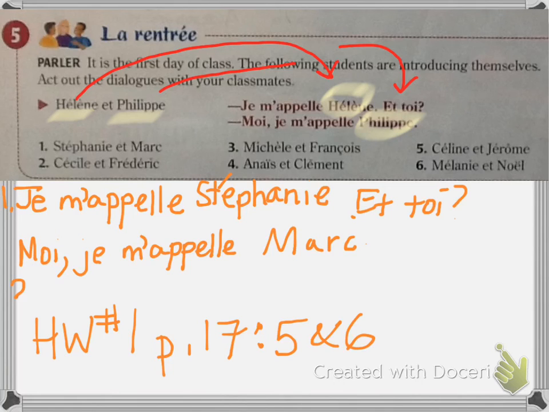Then I'm going to do number 2, and number 2 is going to read, je m'appelle Céline. Et toi? Moi, je m'appelle Frédéric. Again, the reason I've assigned this is je m'appelle is something you need to be able to spell, as is et toi. By the time you write je m'appelle 12 times over, or type it up 12 times over, hopefully you're going to remember how to spell it. So that's the first part of your assignment.